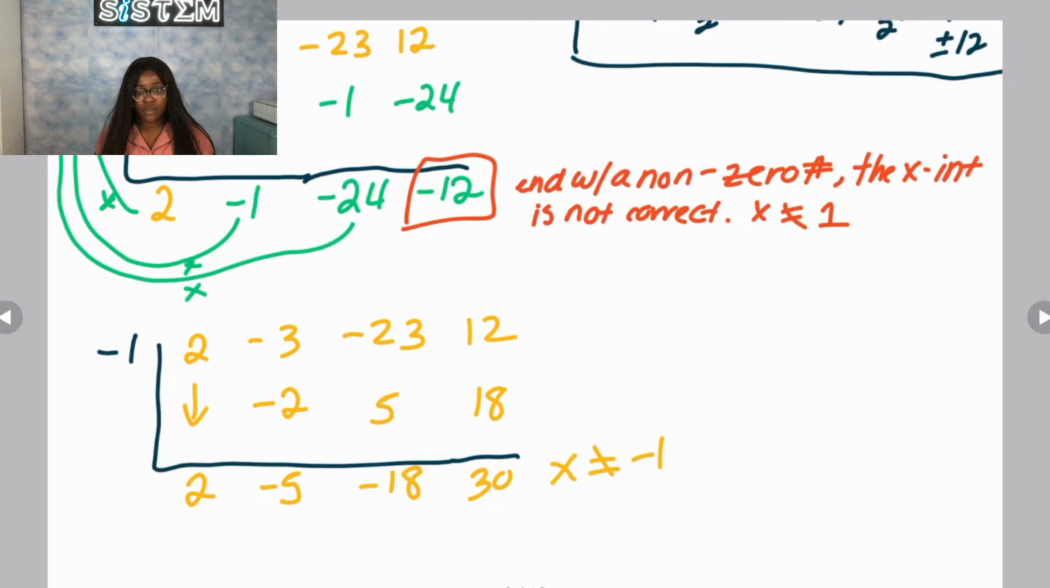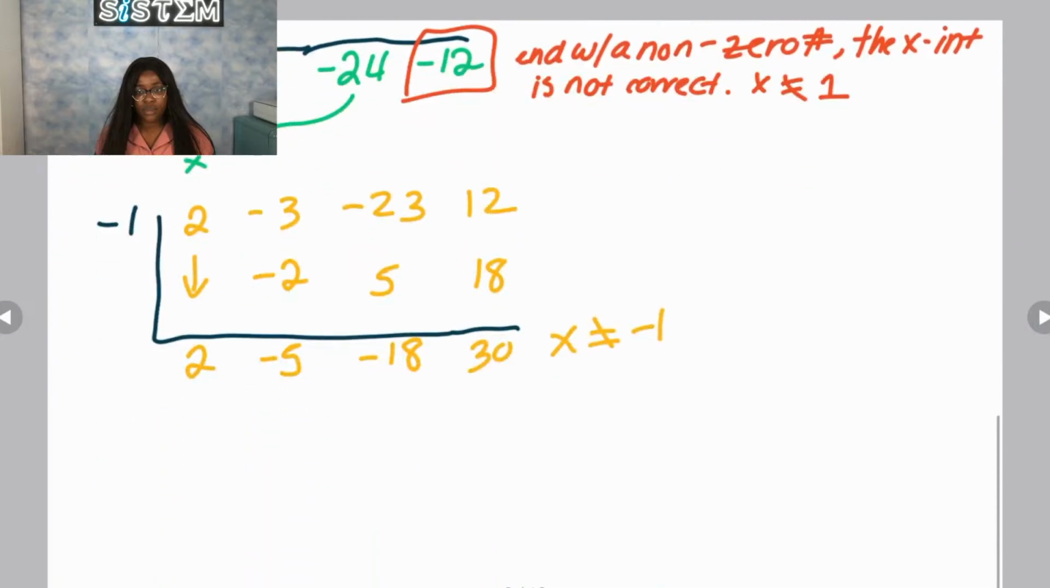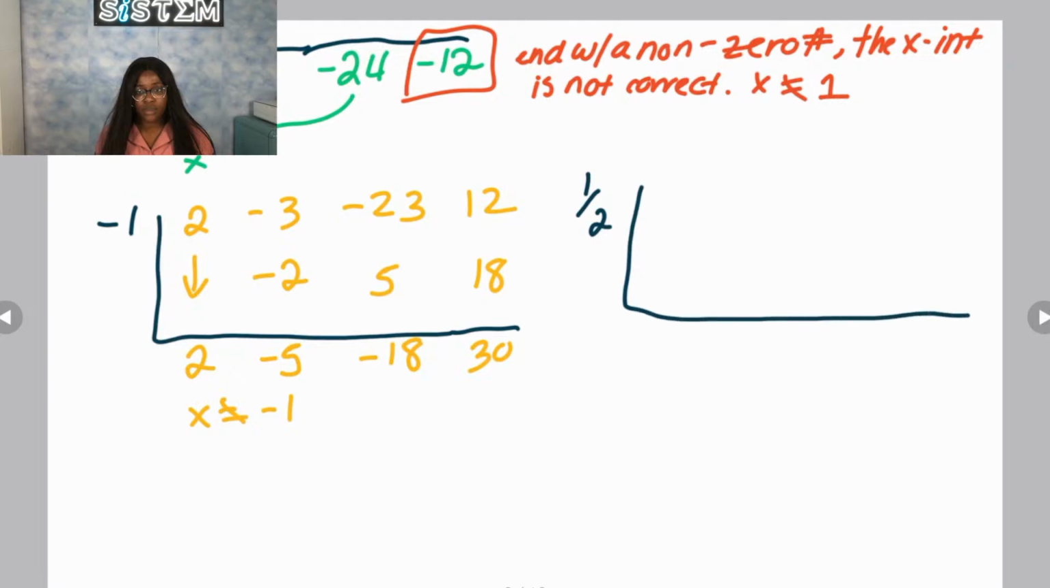So we've tried 2 of them, they both don't work. The last one we're going to try, we're just going up the ranks, okay? So we did these ones, they did not work. Let's try +1/2. I'll put that over here, so we have room. So positive 1/2, same process: 2, -3, -23, positive 12.